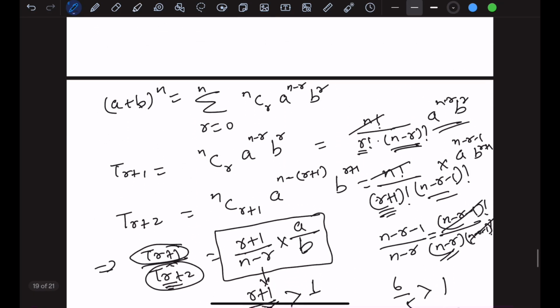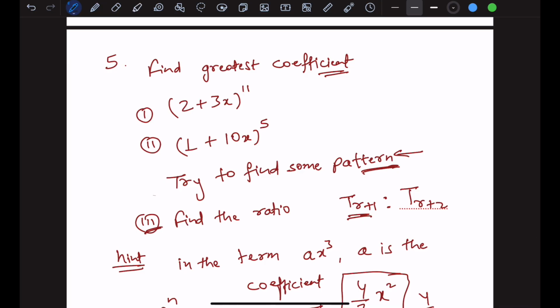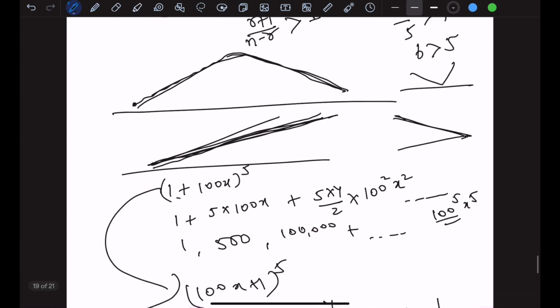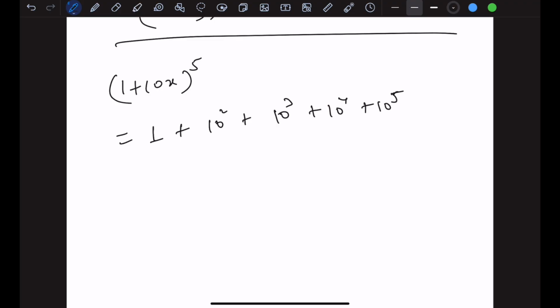So now we look at our question. What it says, find the greatest coefficient. Let's look at the first one, 1 plus 10x to the power 5. As we have seen, the first term will be 1, the second term will have 10 to the power 2, the third term 10 to the power 3, the fourth term 10 to the power 4 and then 10 to the power 5. So we can see that the greatest coefficient will be in the last term, because it's monotonically increasing.